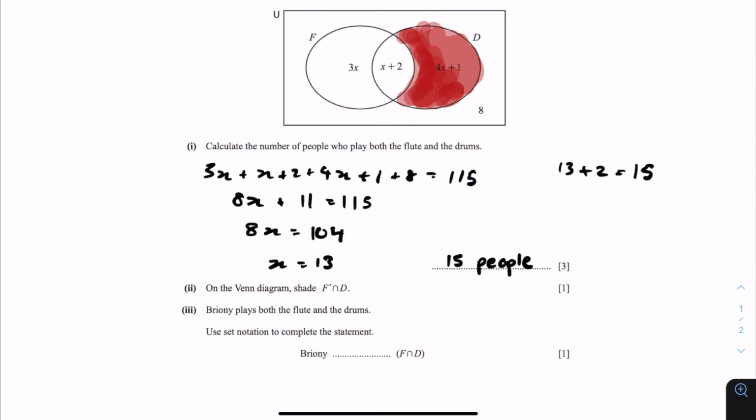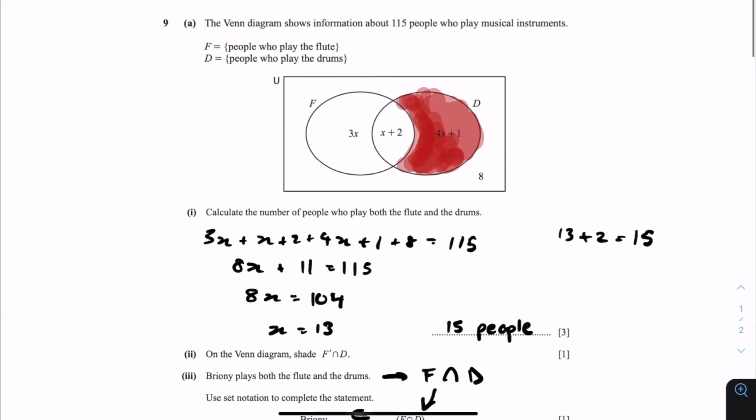Okay, so now question 3. Bryony plays both the flute and the drums. Use set notation to complete the statement. On one side we have Bryony, and on the other side we have F intersection D. So we're given that she plays both the flute and the drums, and that is denoted by F intersection D, which is the same as this. So we're meant to say that Bryony is part of the subset F intersection D, and the notation for that is that. And that's this question answered.